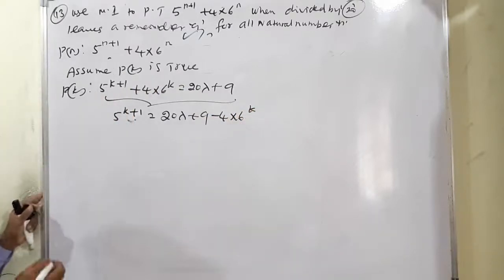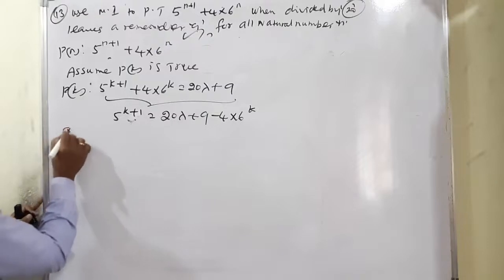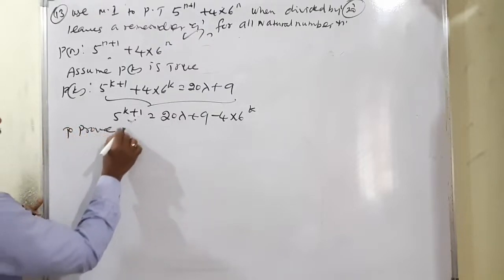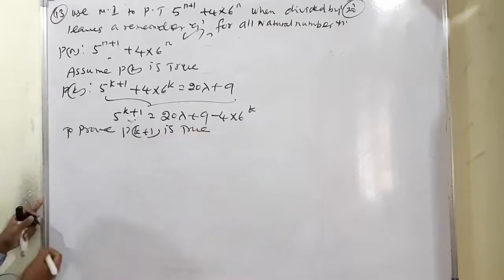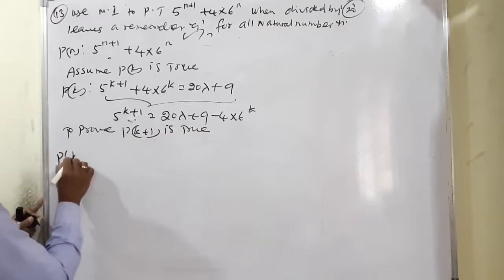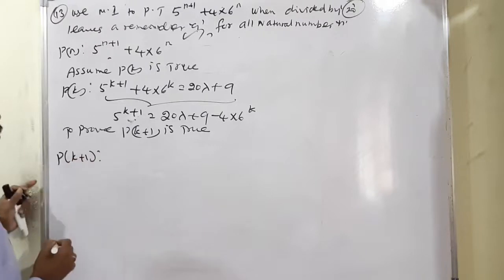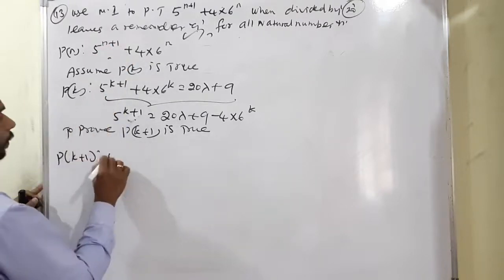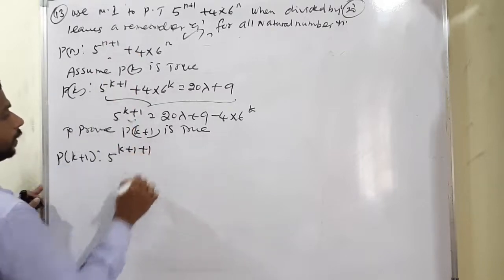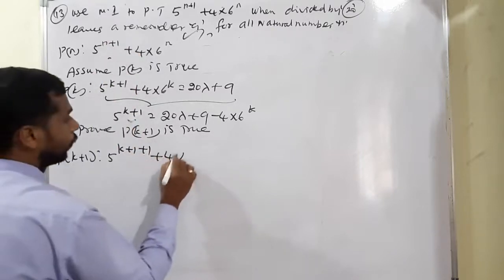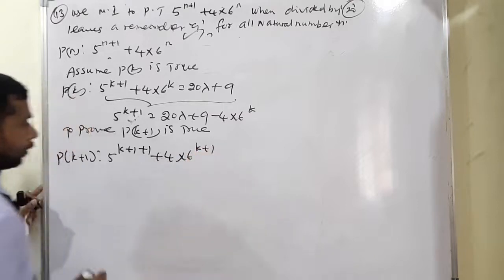The next condition, to prove P of k plus 1 is true. P of k plus 1 is true means P of k plus 1, and 5 to the power, instead of n, take it k plus 1, then the remaining plus 1 as it is. The next condition, 4 into 6 to the power k plus 1.